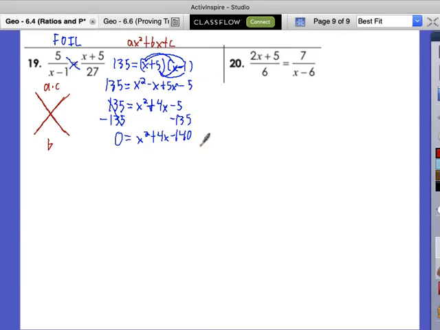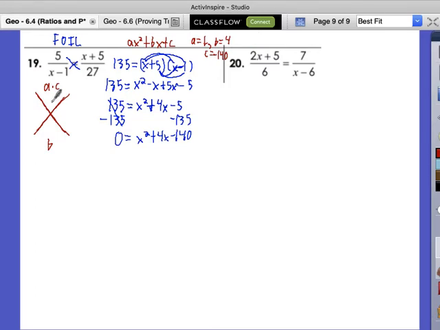So here, what is our a? X squared. What's with the x squared though? We don't see anything. What is it? 1. So here our a is 1. What's our b here? 4. And what's our c? Negative 140. So those are our a, b, and c. Okay, we have to take this negative with it.